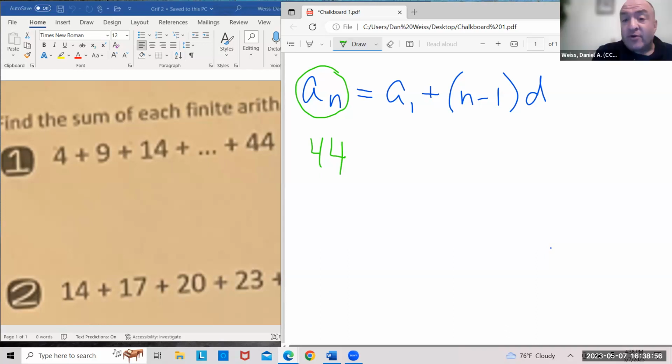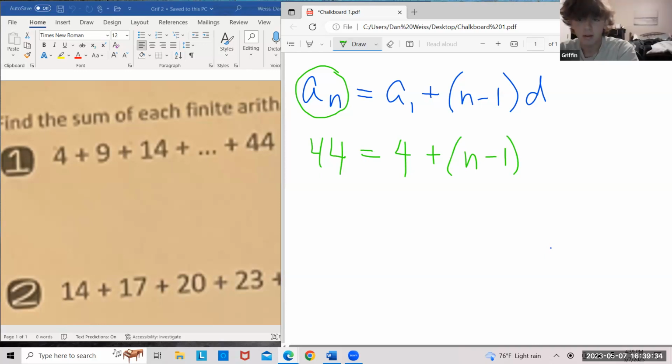A1 is the first term. The first term is, of course, 4. Okay, you with me there? Plus, now at this point, I already know there are 9 terms because I figured it out, but I'm going to assume we don't know yet how many terms there are. So I'm going to leave the n there. D is the common difference. What's the difference between 4 and 9? What's the difference between 9 and 14? 5. So that is going to be 5.